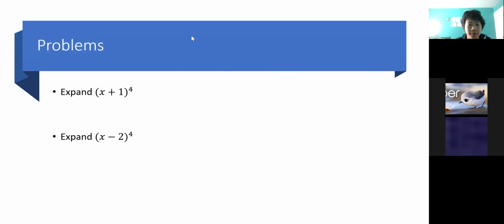Let's expand these two binomials. Okay, x plus 1 to the fourth and x minus 2 to the fourth. Don't bother chatting me the answer because it's going to take a while to type it in. So I'll give you, let's say, 5 minutes to evaluate these, and then you have your answer. You can just check it with what's on the screen. Okay.